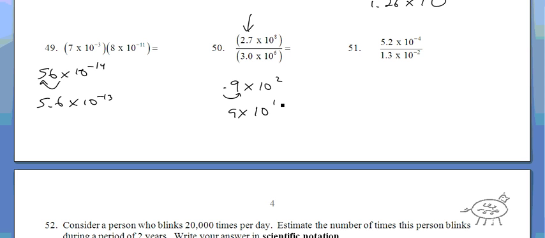All right, and let's do this one. 5.2 divided by 1.3. That's going to be exactly 4. And then it's negative 4 minus a negative 2. So it's plus. So negative 4 plus 2 is times 10 to the negative 2. And that's the answer to that problem.